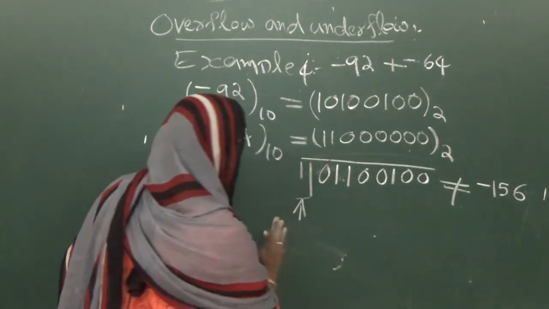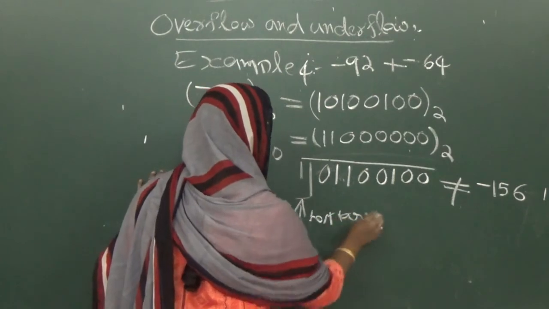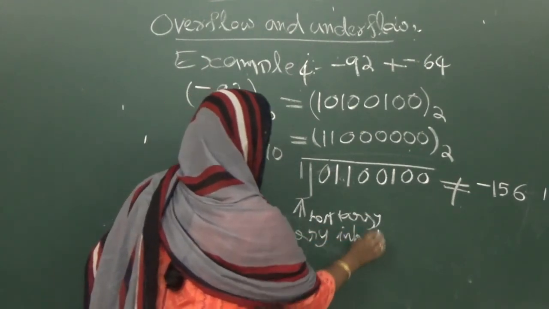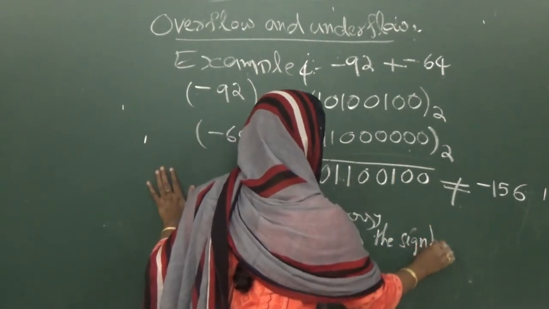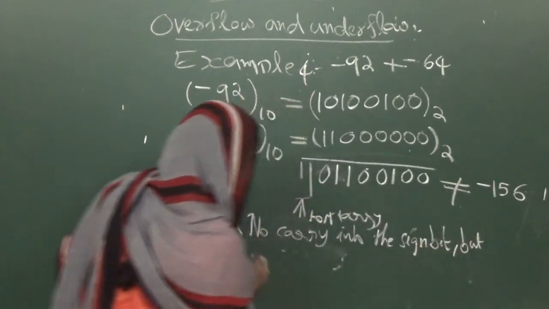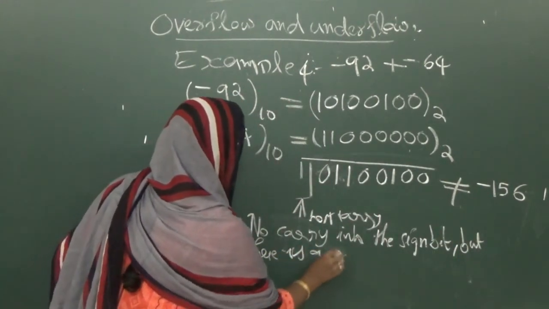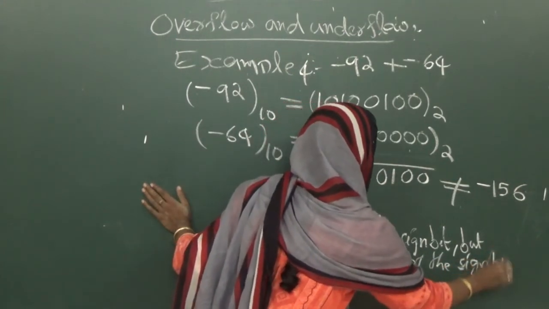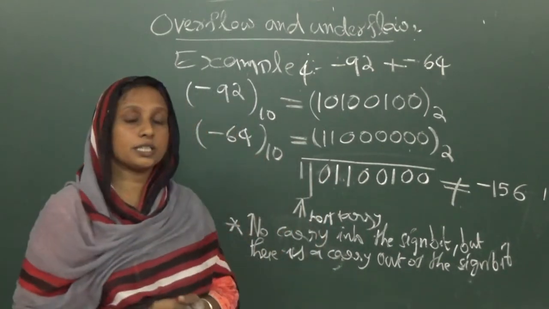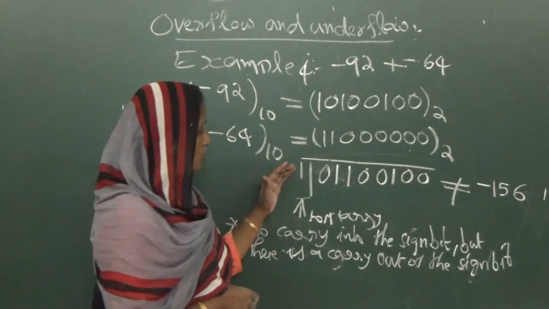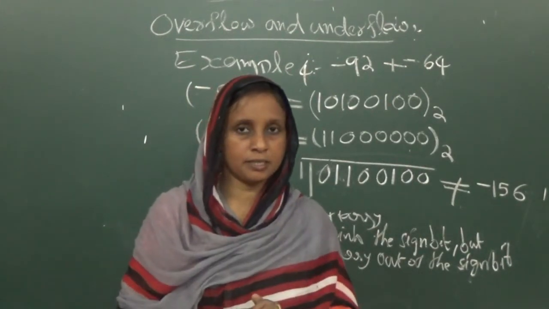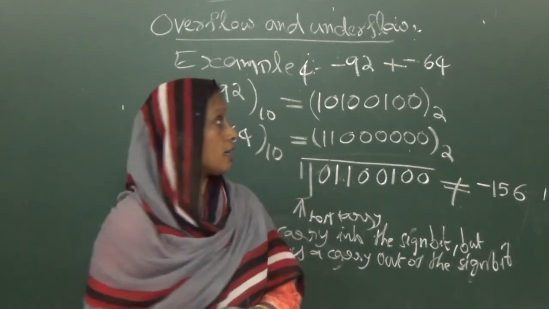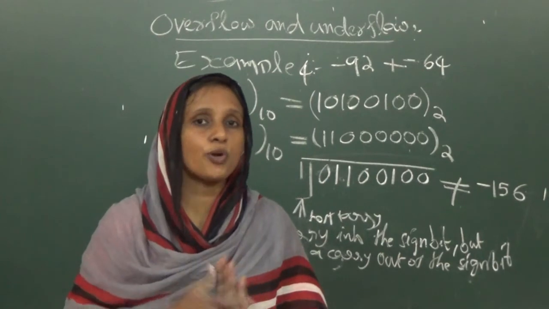So, here what happens? The highlight of this problem is, no carry into the sign bit, but there is a carry out of the sign bit. Okay, so this is an example for overflow. In this case, there is no carry into the sign bit, but there is a carry out of the sign bit. So these examples give us the chances for overflow or underflow.